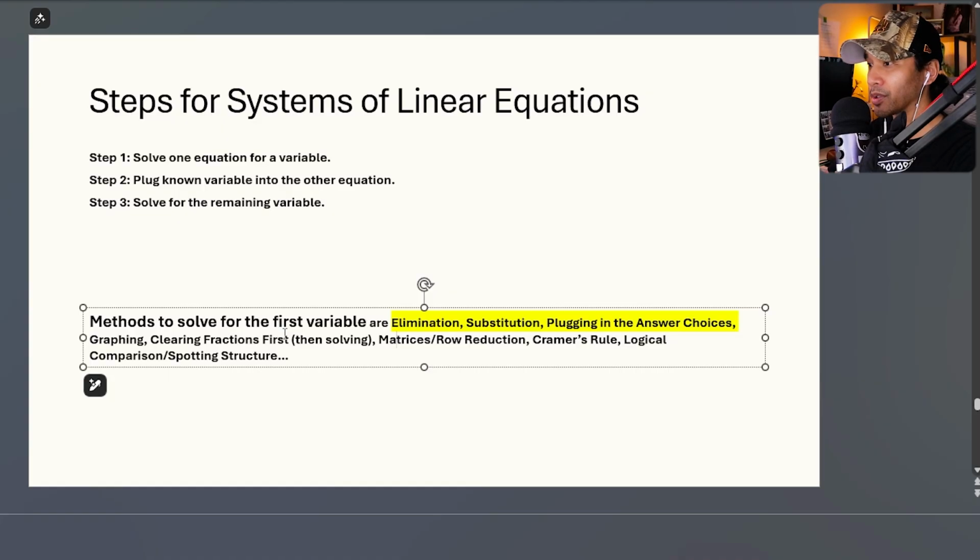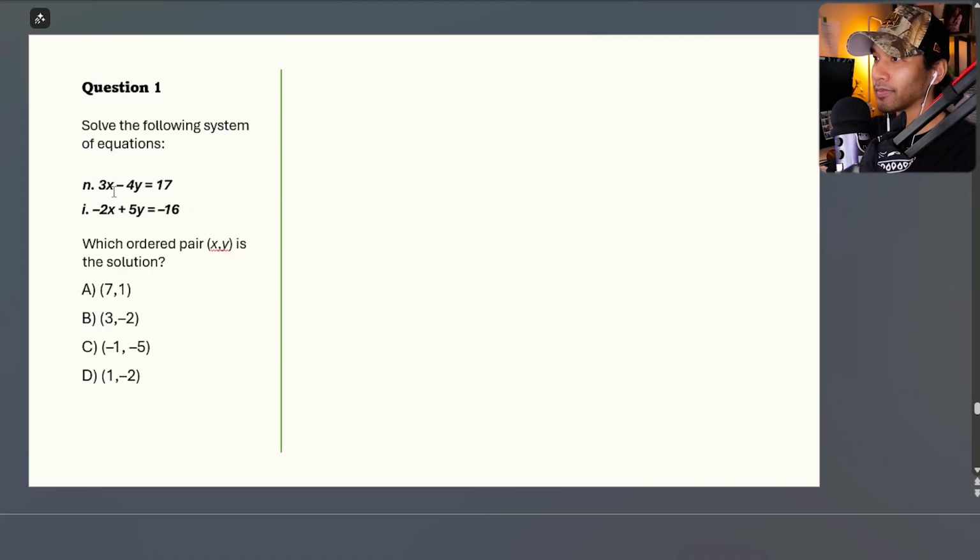That is basic algebra. Question number 1. Solve the following system of equations. We have 3x minus 4y equals 17, negative 2x plus 5y equals negative 16. And then we need to find the ordered pair.